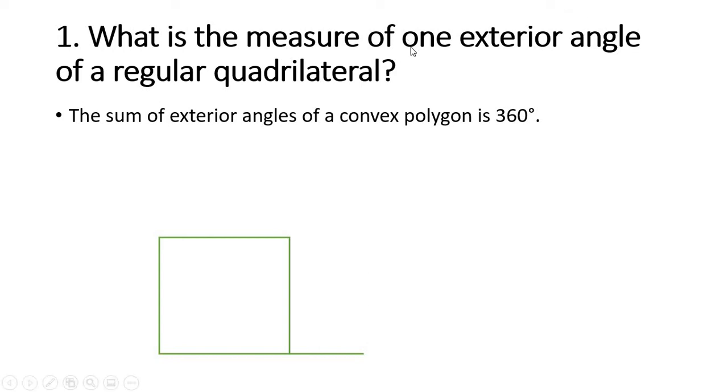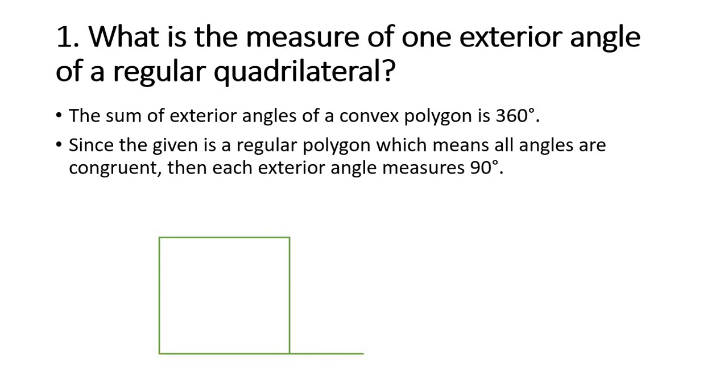So, since ang pinag-uusapan natin dito ngayon, or ang hinahanap ay yung isang exterior angle, yung measurement. Since the given is a regular polygon, which means all angles are congruent, then each exterior angle measures 90 degrees. Diba? Kasi nga, 360 degrees divided by 4, which is equal to 90 degrees. Okay, so the measurement of one exterior angle of a regular quadrilateral is 90 degrees.